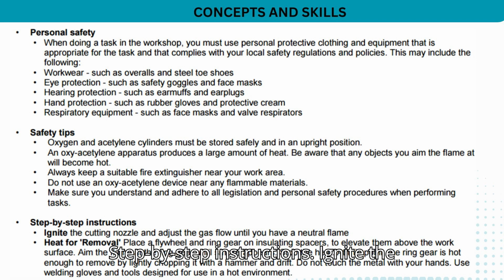Step-by-step instructions. Ignite the cutting nozzle and adjust the gas flow until you have a neutral flame. Heat forge removal. Place a flywheel and ring gear on insulating spaces to elevate them above the work surface. Aim the flame at the ring gear until smoke appears. Stop the heat. At this point, the ring gear is hot enough to remove by lightly chopping it with a hammer and drift. Do not touch the metal with your hands. Use welding gloves and tools designed for use in a hot environment.